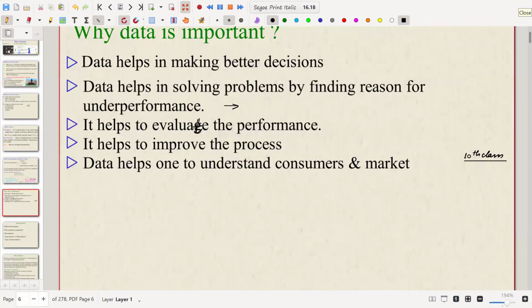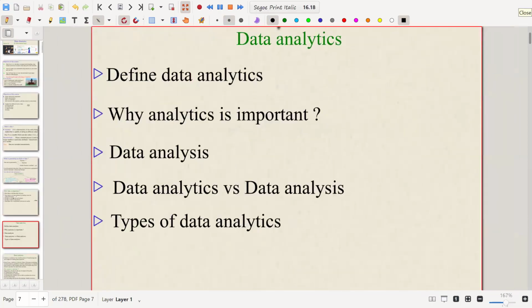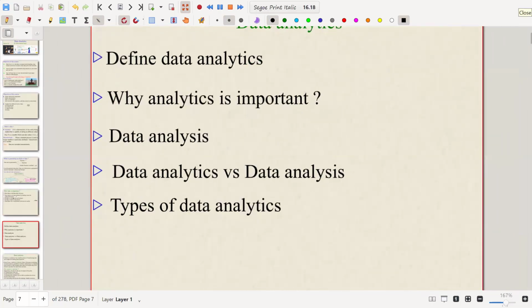Okay, a few examples I gave. Now you can monitor and relate those examples. Okay, fine. So define data analytics, why analytics is important, what is data analysis, what is the difference between data analytics and data analysis, what are the different types of data analytics.